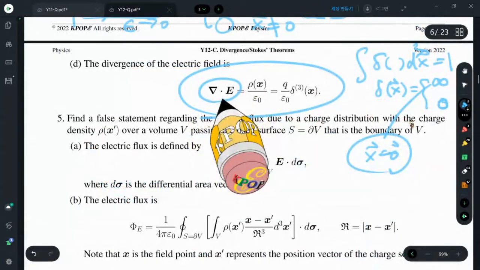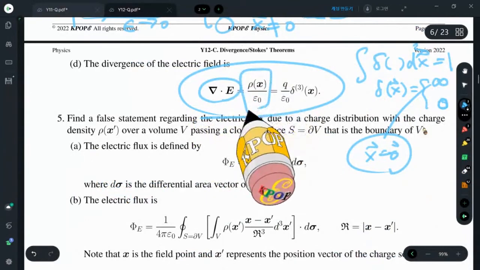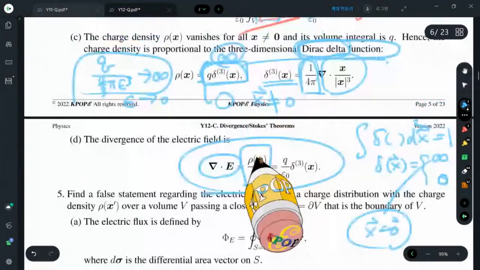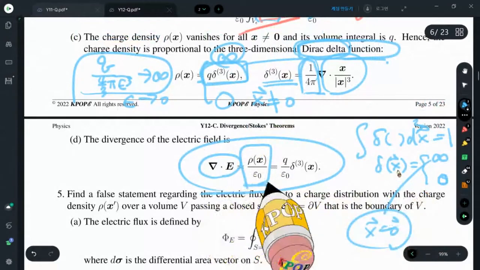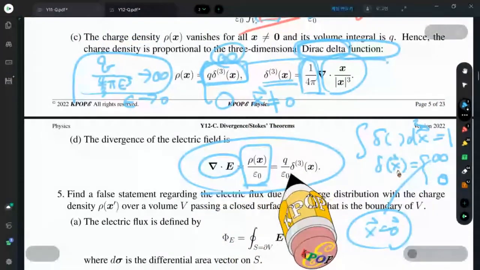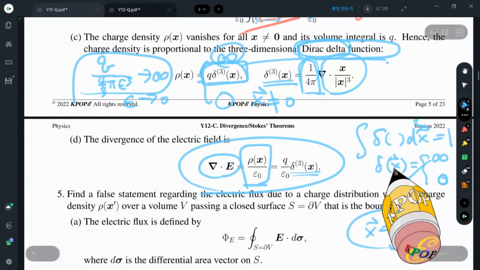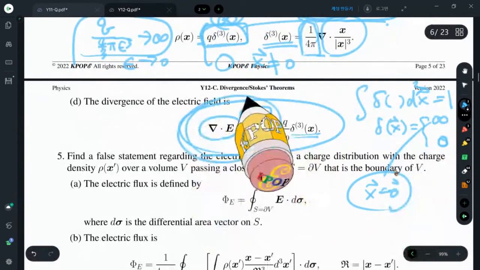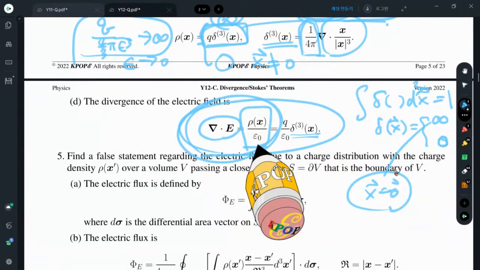So the divergence of the electric field is now identified to be density over epsilon 0. You now have this density as point charge q multiplied by the Dirac delta function. This is indeed Maxwell's equation for the electric field.